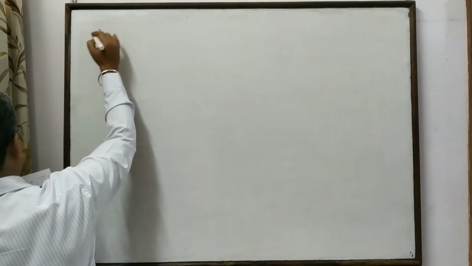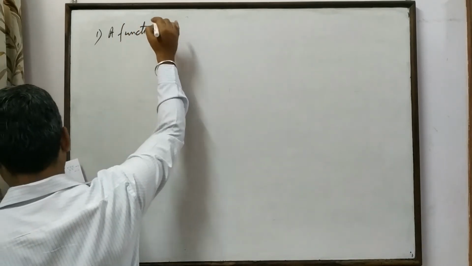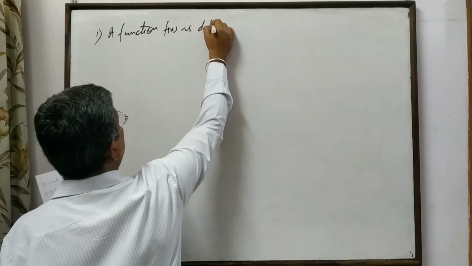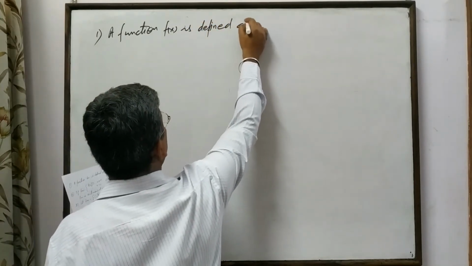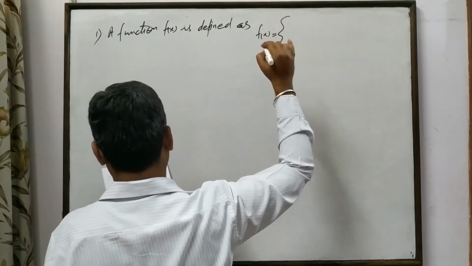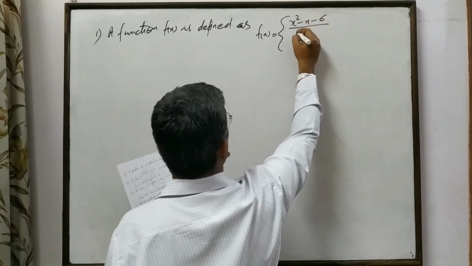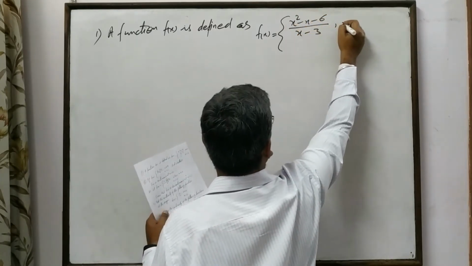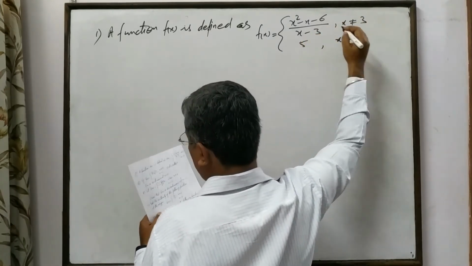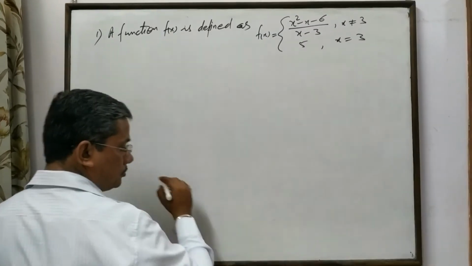The very first question is, a function f of x is defined as f of x is equal to x square minus x minus 6 upon x minus 3 when x is not equal to 3, and 5 when x is equal to 3. Examine the continuity of the function.